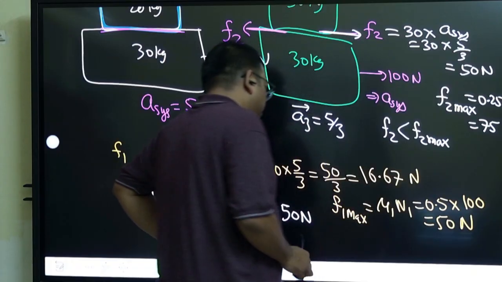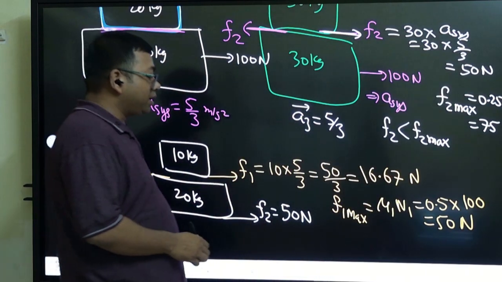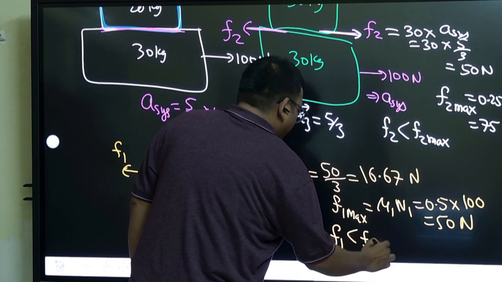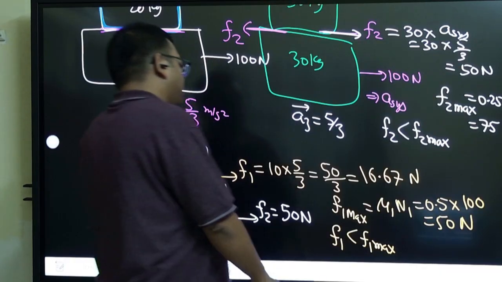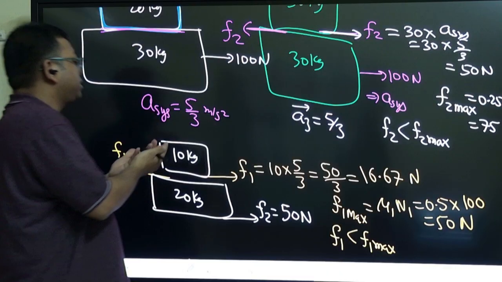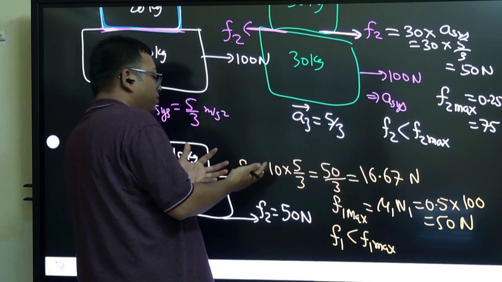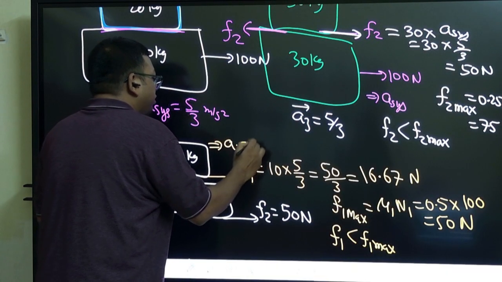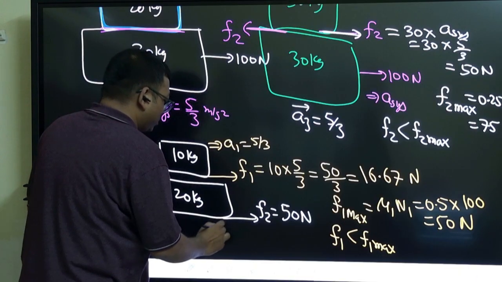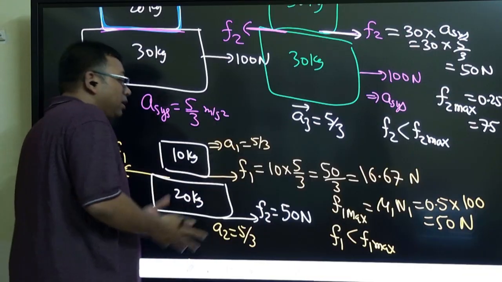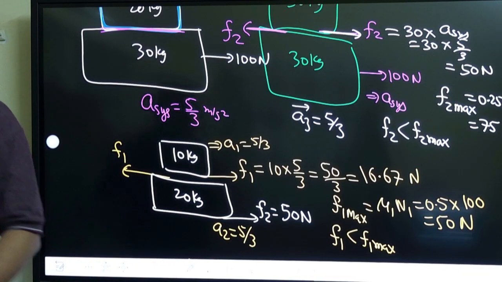Now see here, this F1 is coming less than F1 max, right? F1 is correct. That means yes, it is allowed. Whatever we thought is correct, that means this entire system is going, each block is also going with the same acceleration. So A1 is also 5 by 3 and A2 is also 5 by 3. Here all the blocks are moving together. That is the answer for this question.